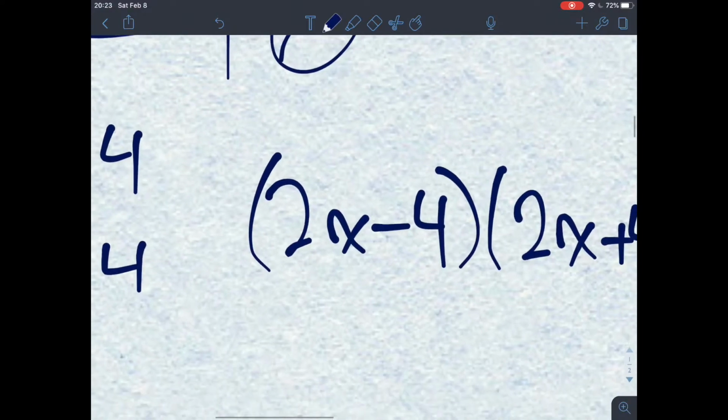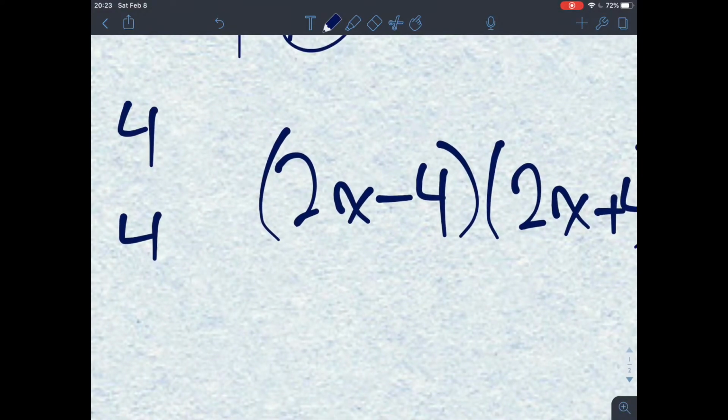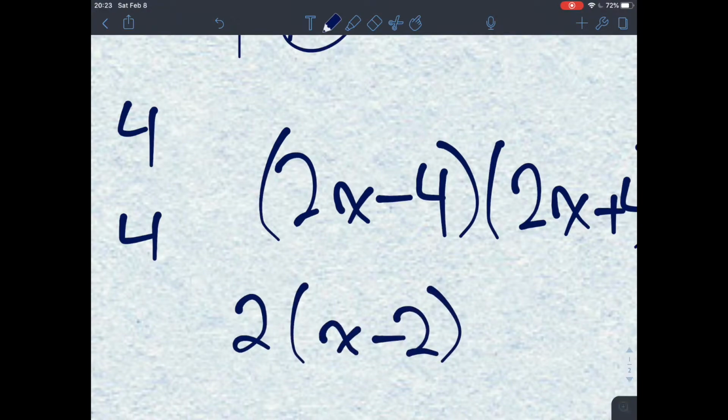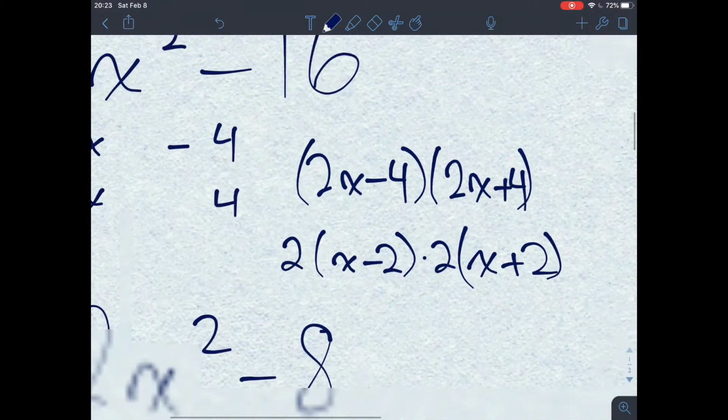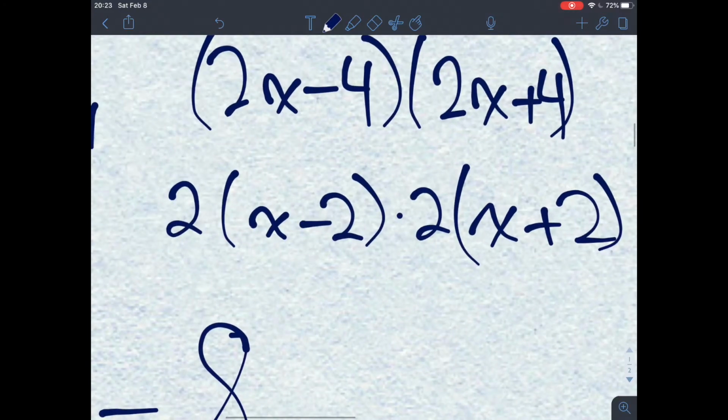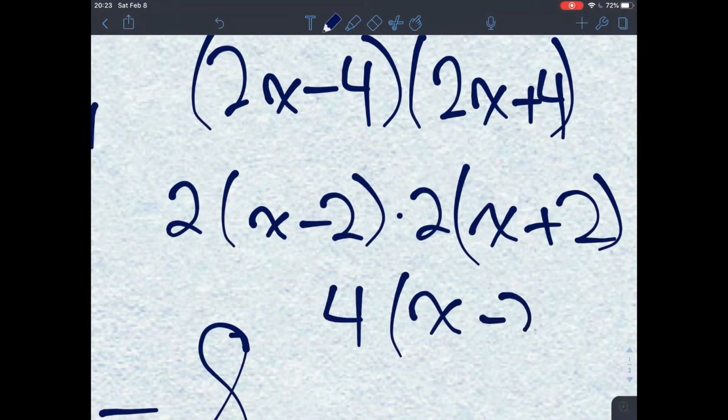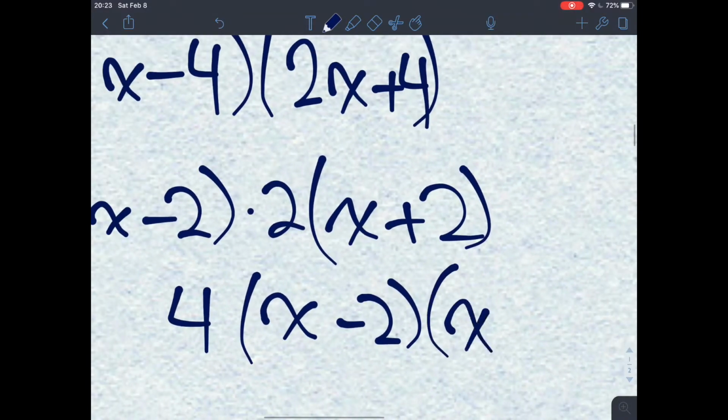And then you would see you can take out 2 from each of these. So it would be 2 times x minus 2. And then you put another 2 times x plus 2. And then when you want to simplify it further, you can just do 2 times 2, which is 4, and then x minus 2 times x plus 2.